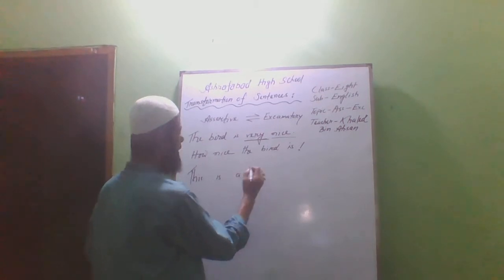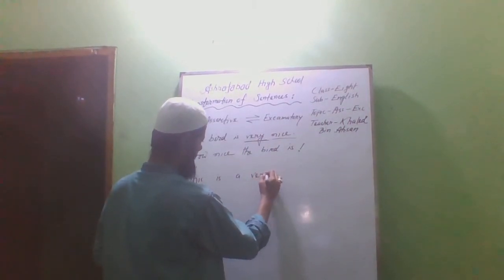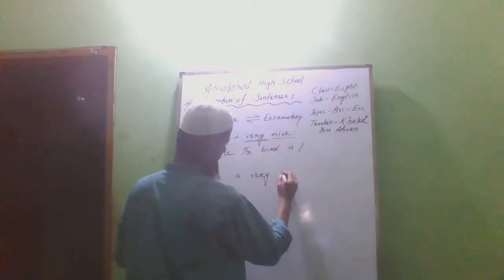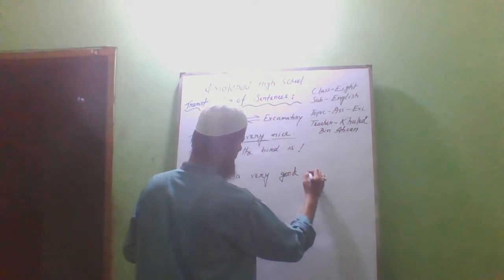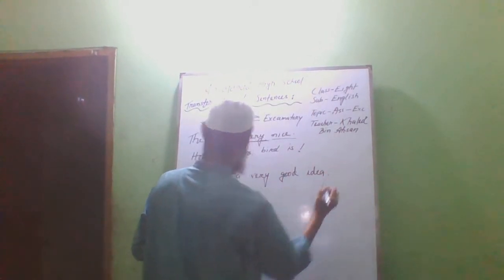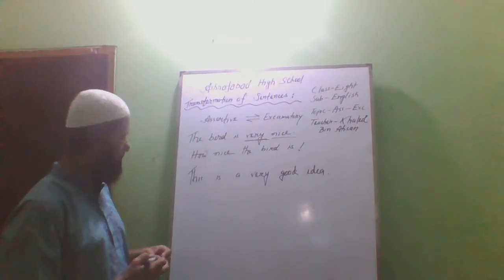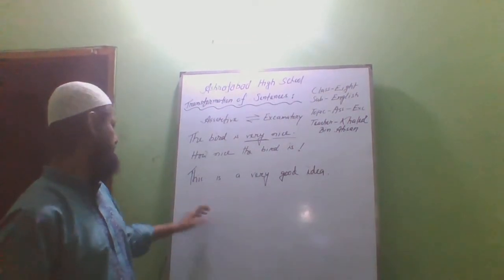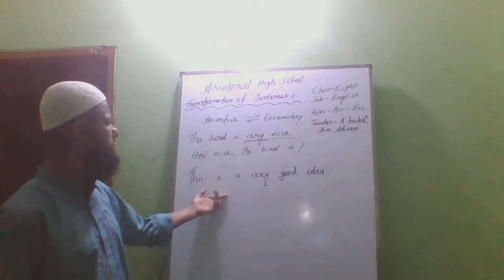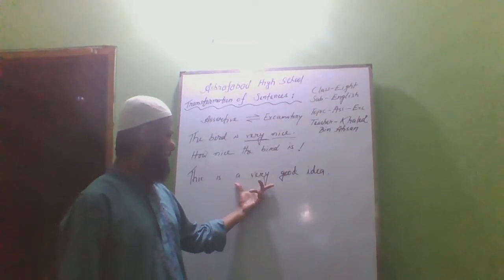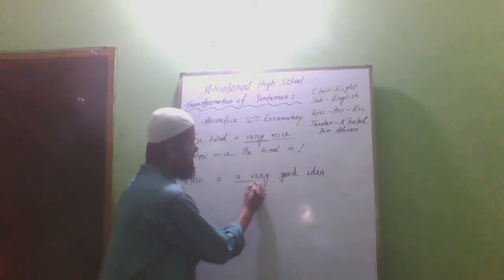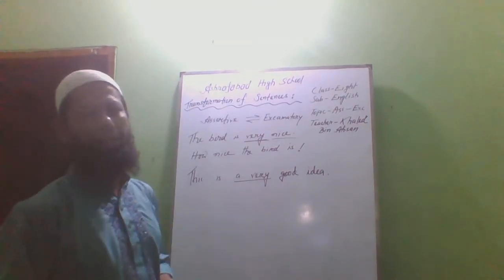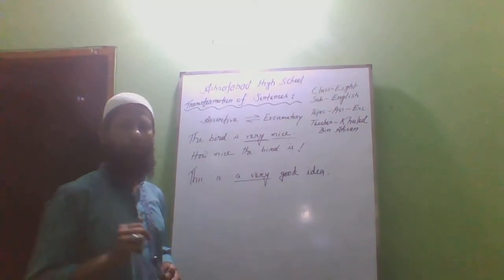I'm giving you another example. This is a very good idea. Dear students, just look at the board. This is also an assertive sentence. This is a very good idea, and in this sentence we find "a very". So what is the rule? Can you remember?